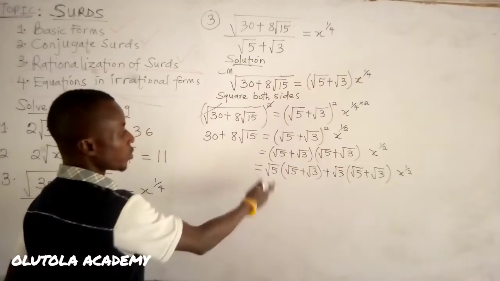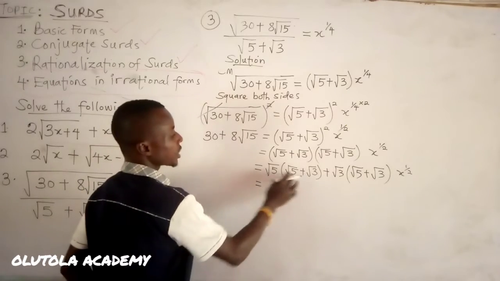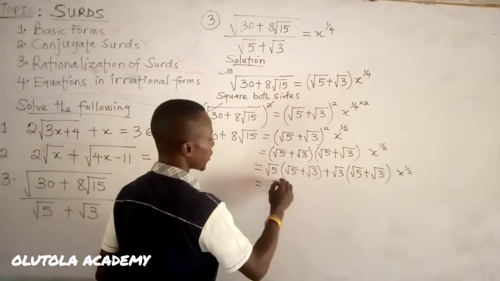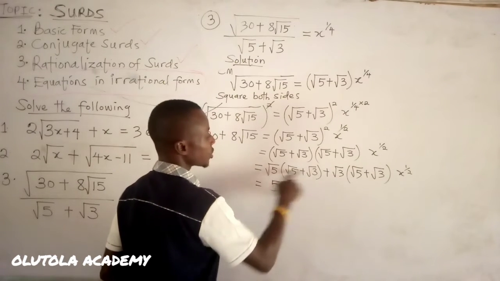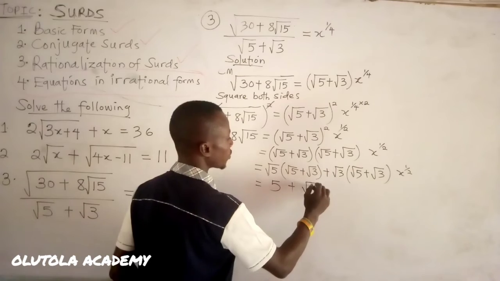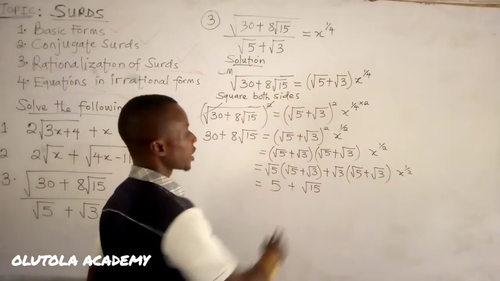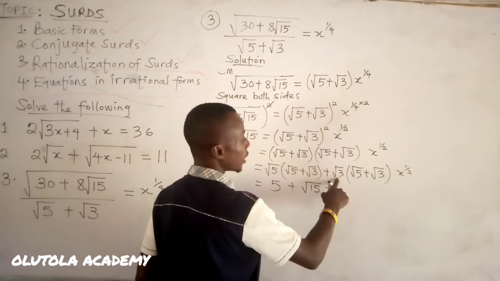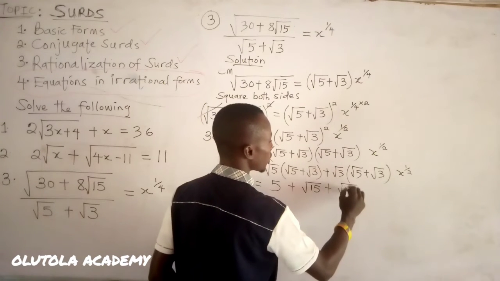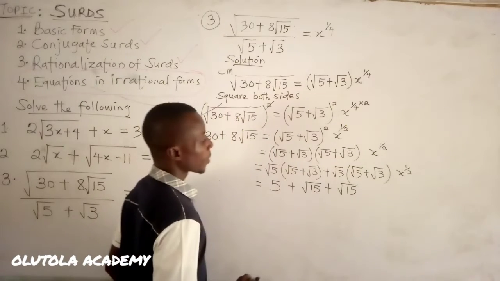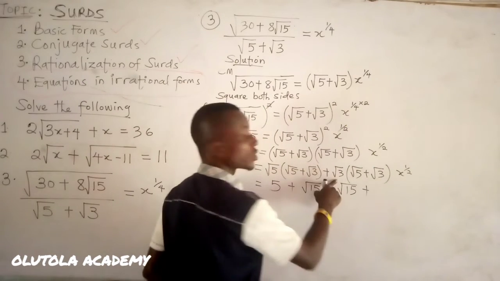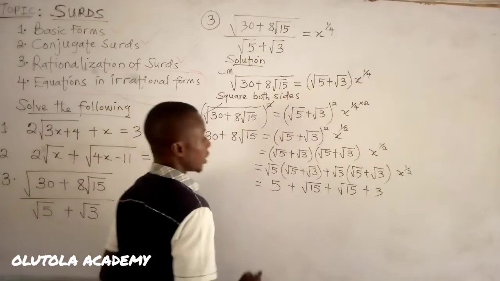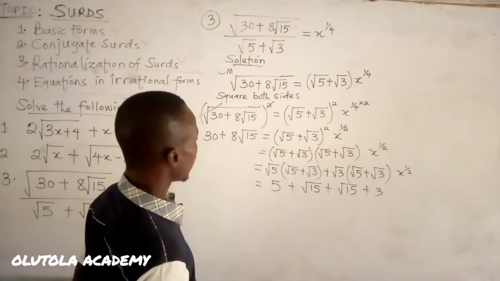So we work on this. This times this will give us √25, and √25 is 5. Then this times this will give us √15. √5 times √3 gives √15, plus √3 times √5 gives √15 also. Then plus √3 times √3 will give us 3, right? Okay.